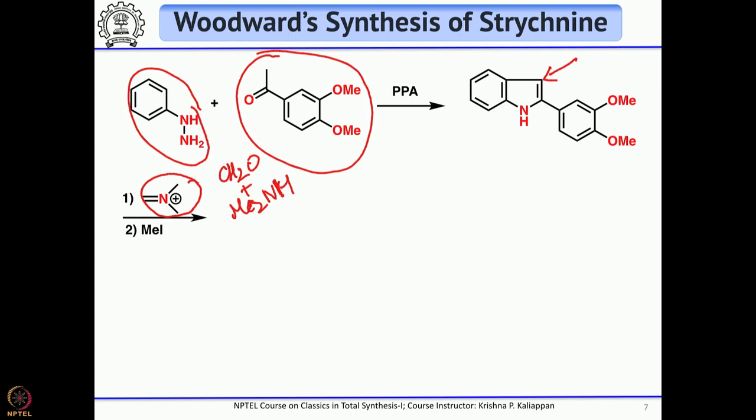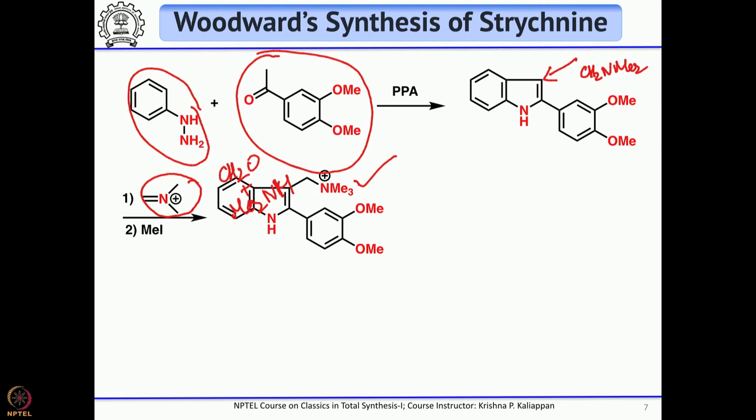So he introduced first the CH2NMe2 here. Afterwards he added methyl iodide. So that means already you have a tertiary amine. The tertiary amine was quaternized. Okay, this tertiary amine was quaternized.